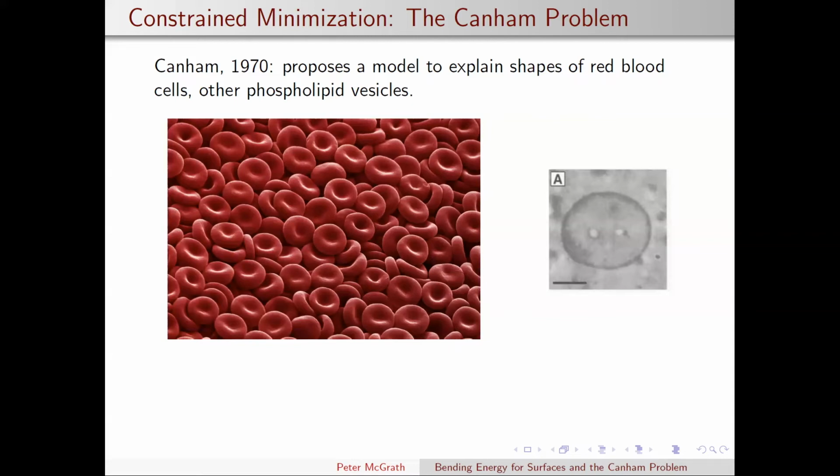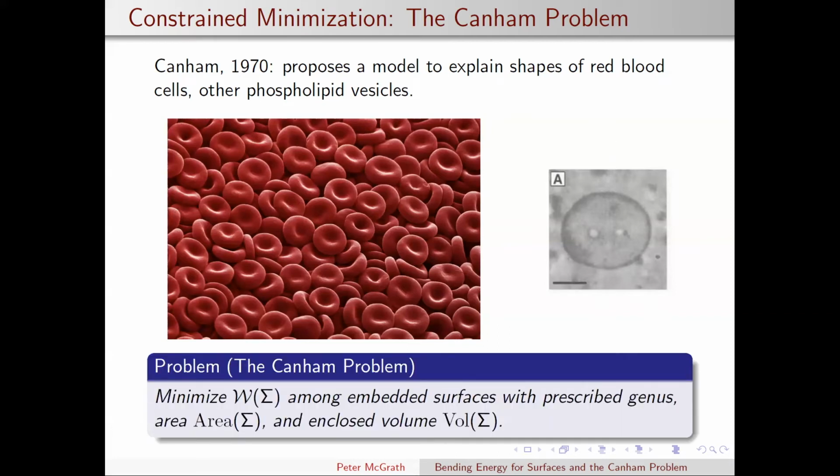And before the 70s, I think there was no real model to explain this shape. On the right, I have pictured here another vesicle that actually has genus 2. So if you look carefully here, there's a hole there and there's a hole there. So it's a closed surface that has genus 2.